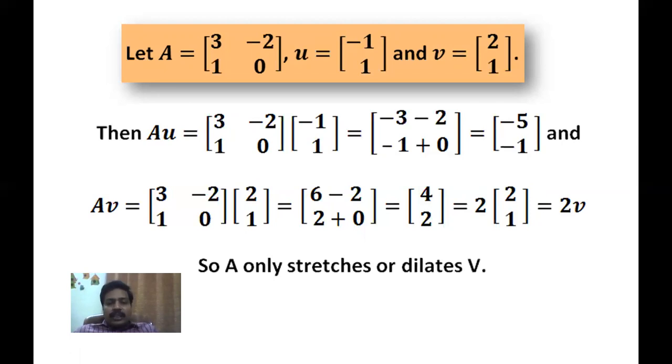So A only stretches or dilates V. So here we can observe that the given matrix A can stretch V, but not U. U is going in another direction.